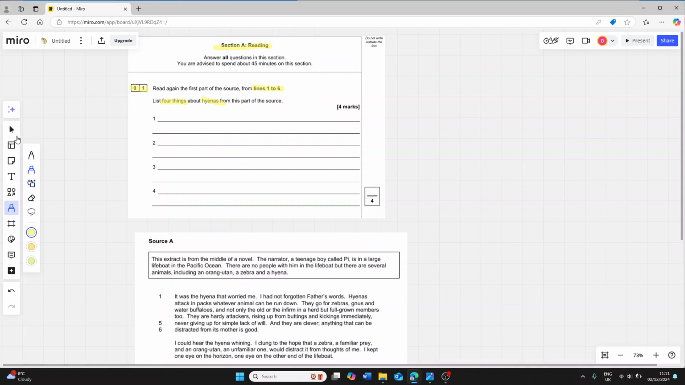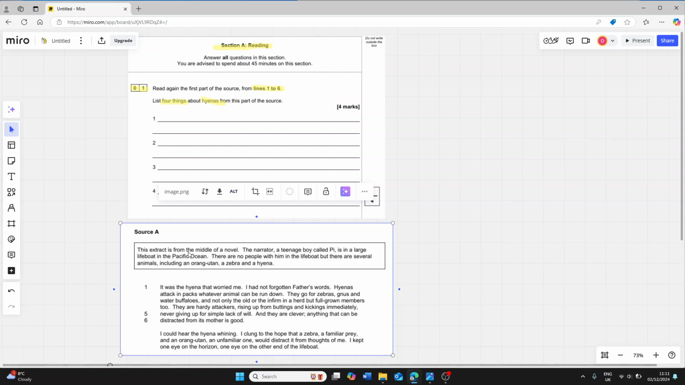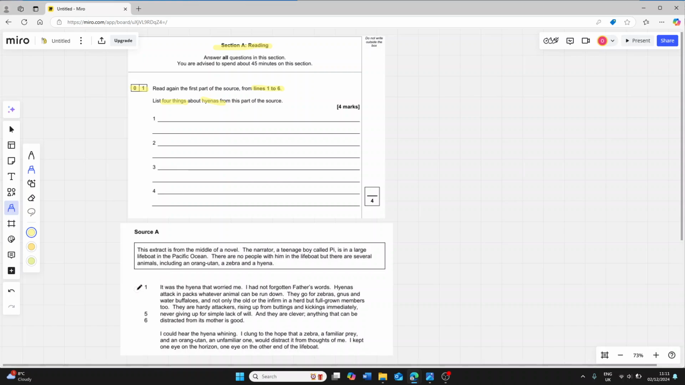So next, what we want to do is we want to grab our piece of text. So as you can see here, I have screenshotted the source. And what we are going to do is we are going to, again, mark on the page where the lines are. So as you can see, the lines go up to here and here. So it starts with "it" and it ends in "distracted". So we want to focus on those lines, okay? So anything outside of these lines is not going to get you the marks.